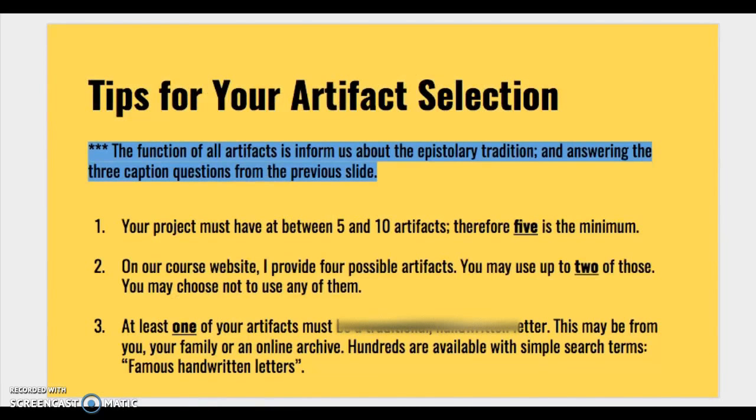This is a quick note to add to what's already in the syllabus. You are responsible for 5 to 10 artifacts. That is just a minimum of 5, obviously. I have provided you with 4 possibilities, but they're just possibilities. On the course website, in the description, there are 4 possibilities. You can choose up to 2 of those, or you can reject them all completely and choose your own. The last thing is, one of the 5 that you choose has to be a handwritten letter.